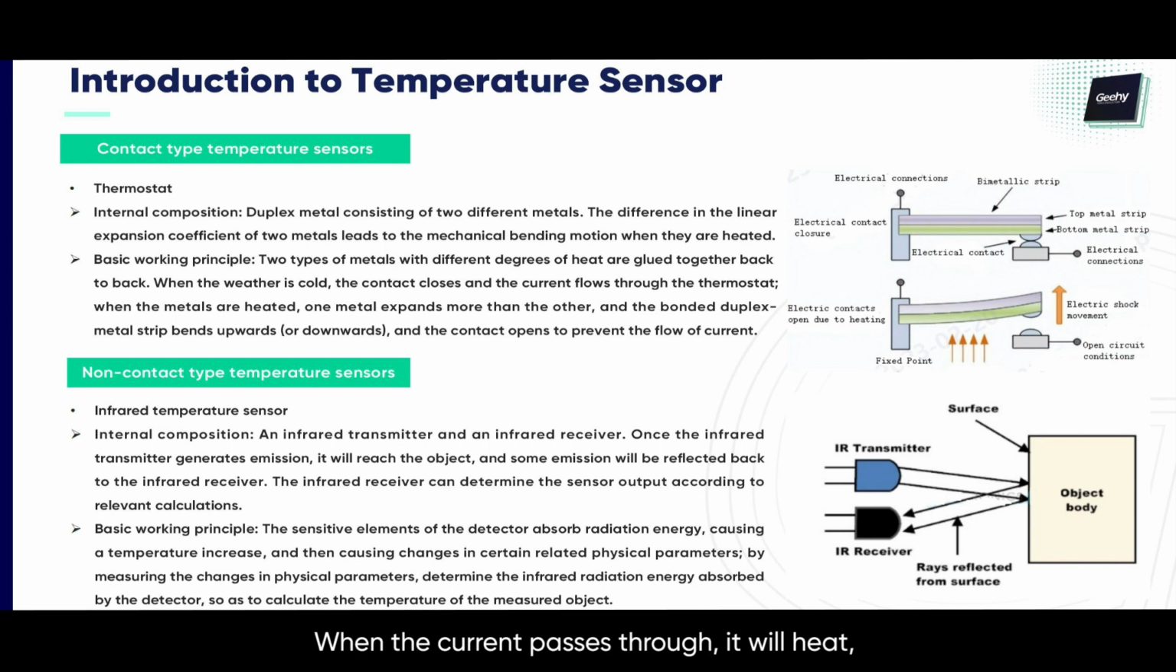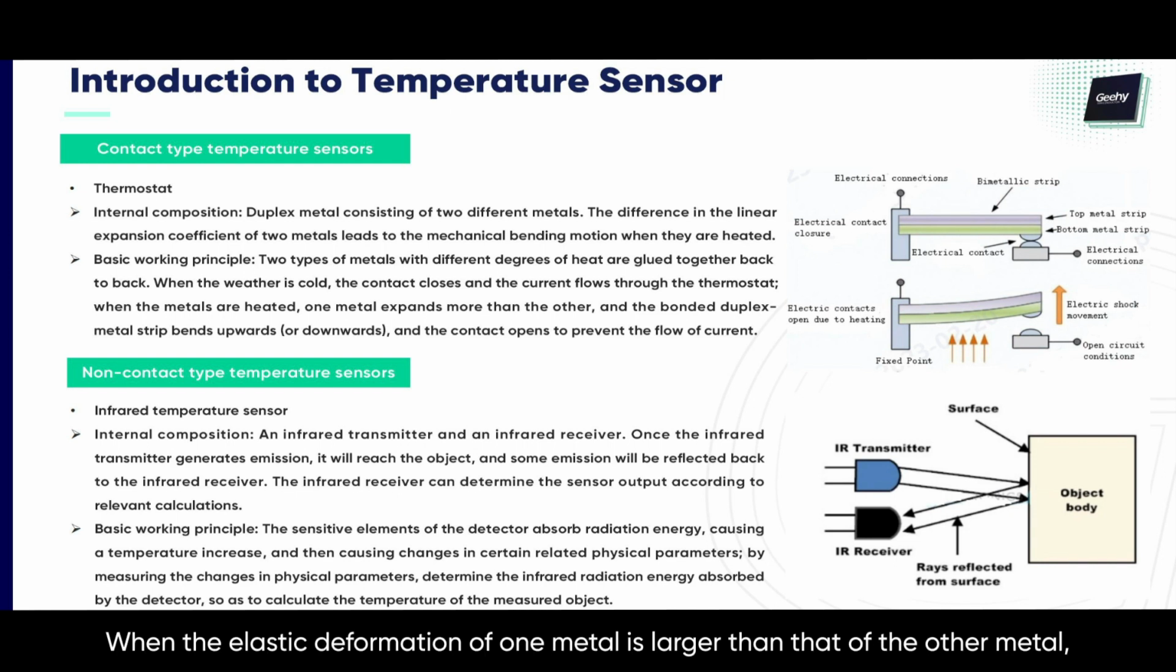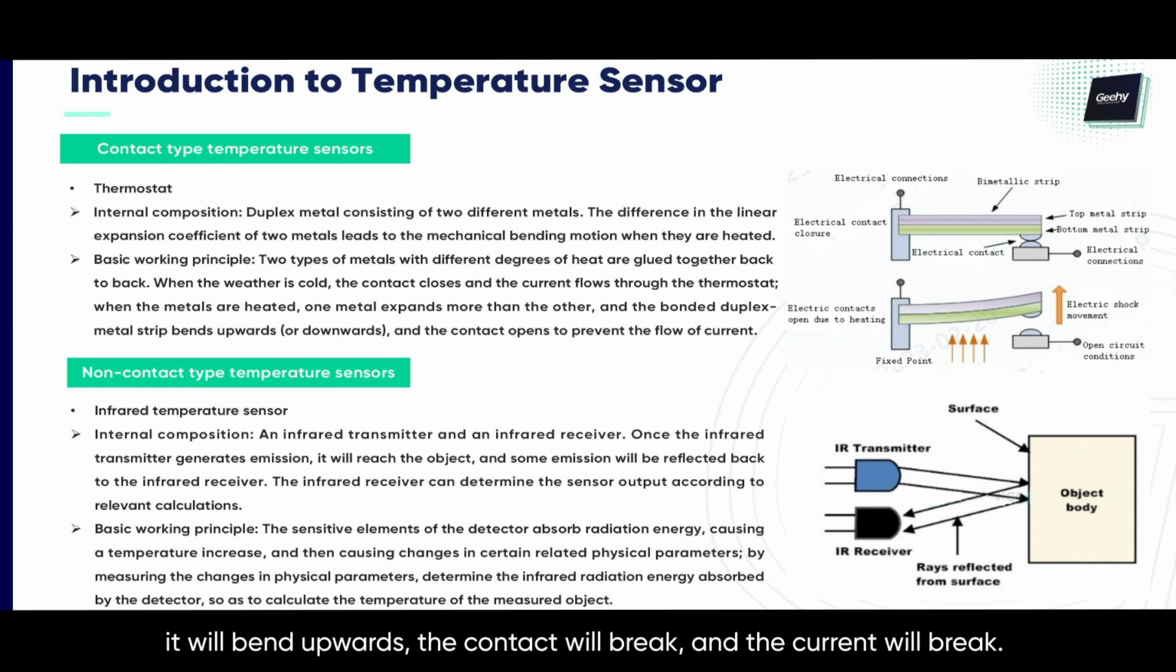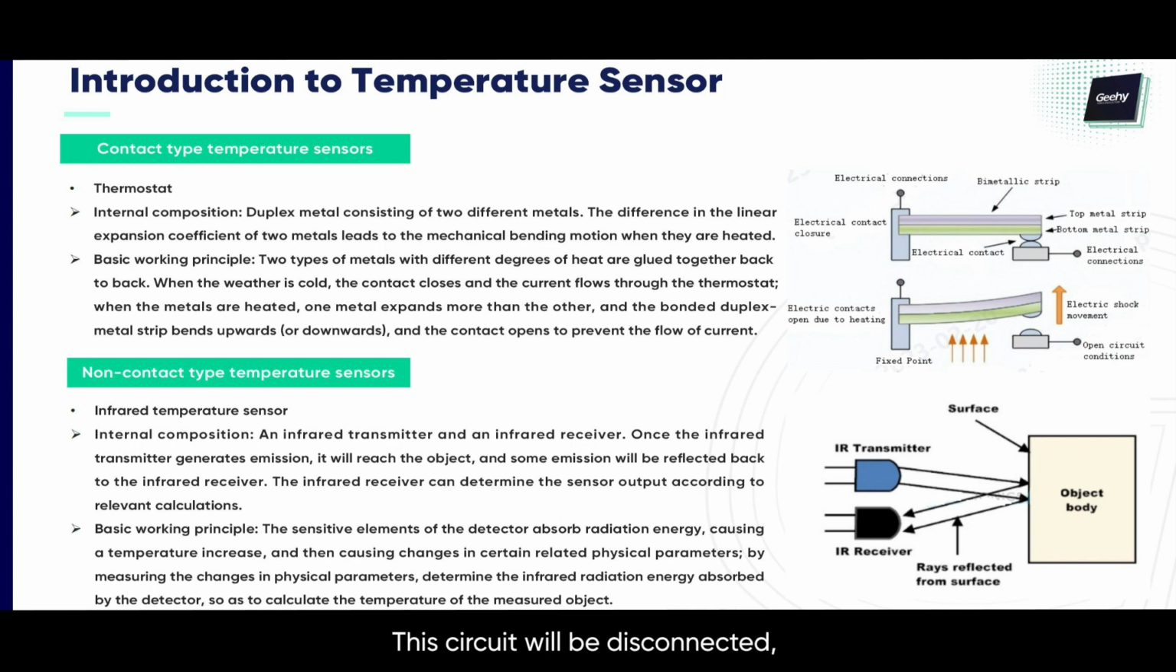When the current passes through, it will heat. One metal will expand and bend compared with the other metal, resulting in an elastic deformation. When the elastic deformation of one metal is larger than that of the other metal, it will bend upwards, the contact will break, and the current will break. This circuit will be disconnected, and then it will produce a temperature control effect.